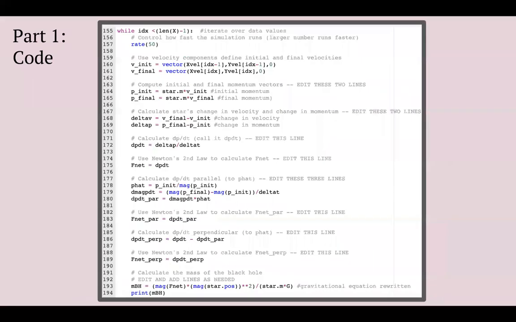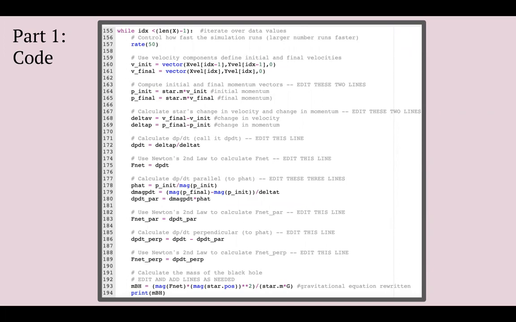In this while loop, initial and final velocities are pulled from the x-val and y-val lists. I found the initial and final momentums by multiplying the mass of the star times the initial and final velocities. I used these initial and final velocity and momentum calculations to find delta v and delta p. I then found dp dt by dividing delta p by delta t. With the knowledge that a derived version of the momentum principle is dp dt, we can set dp dt to equal F net. I then calculated dp dt parallel, which we then set equal to F net parallel. I did the same thing for the perpendicular components.